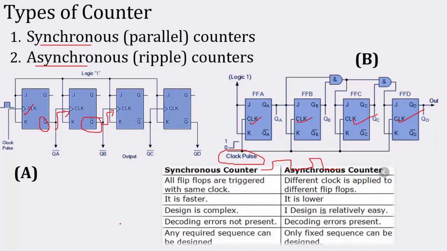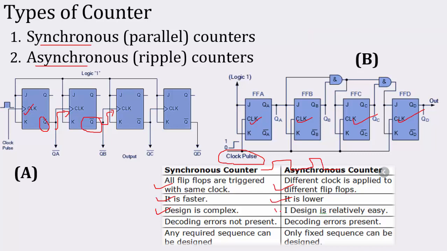If you look at the difference between synchronous and asynchronous: in the synchronous counter, the same clock goes to the different flip-flops. The asynchronous one is slower compared to the synchronous, but the design of the synchronous is much more complex because each and every clock pulse needs to be sent at the same time to each and every module. You require a hierarchy such that each clock goes to millions of gates at the same time.